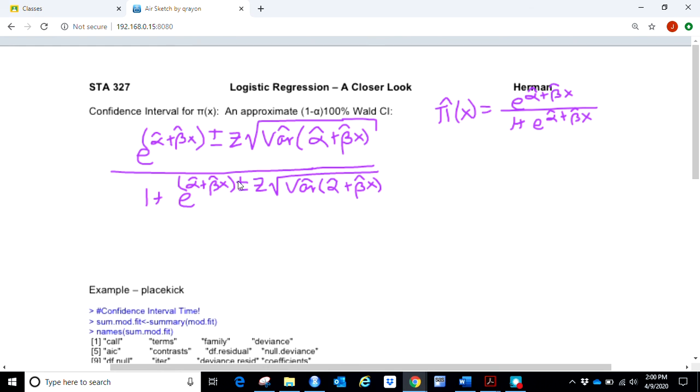So the goal of the next video is to take these formulas and show you, one, how to actually get these values in R, and then of course also how to interpret these confidence intervals that we get.